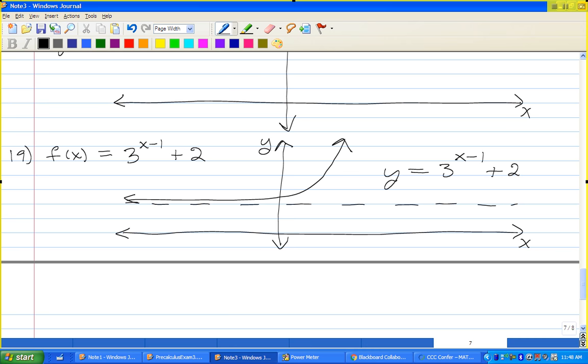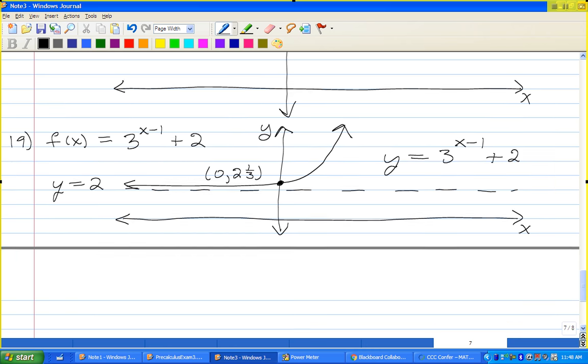Okay, so as x goes to negative infinity, y approaches 2, so the asymptote is y equals 2. When x is 0, y is, well, 0 minus 1 is negative 1. 3 to the negative 1 is 1/3. Plus 2 is 2 1/3. Okay. And that's the y-intercept.